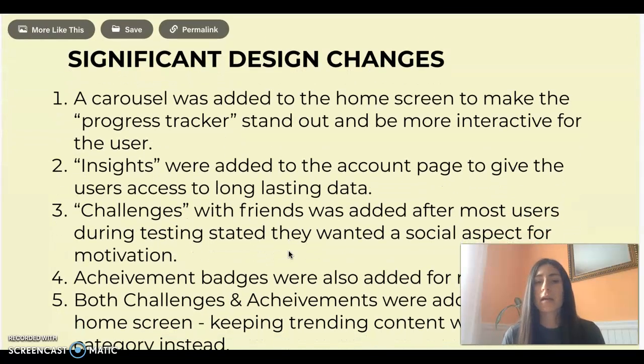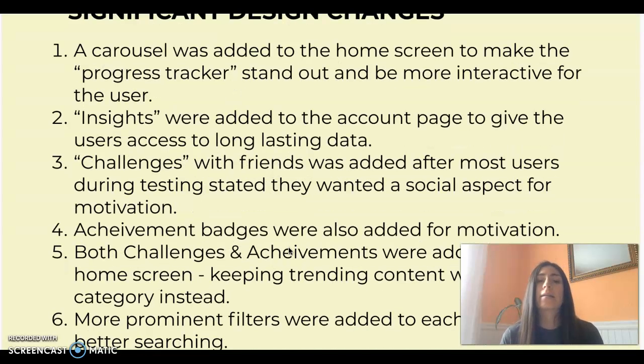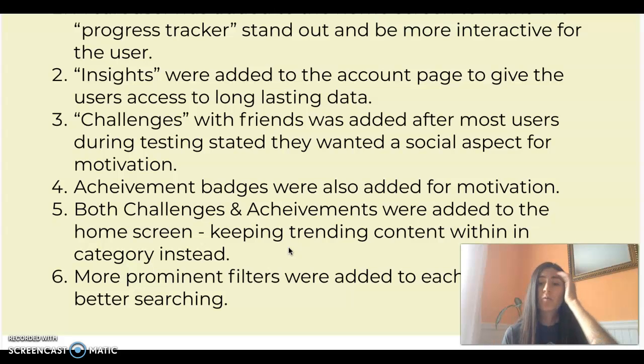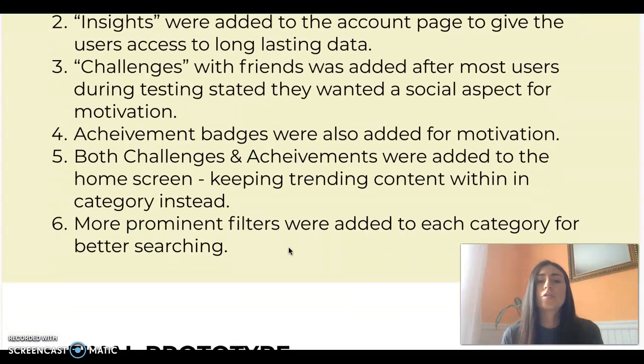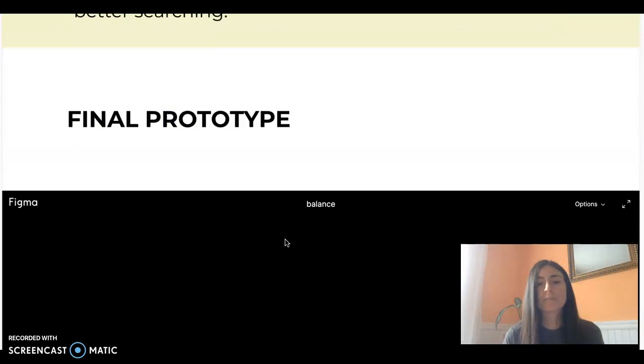So the significant design changes that I made was a carousel was added to that home screen to make the progress tracker stand out. I added an insights page, as I wanted to give users access to longer lasting data. I did add the challenges with friends after most users during testing wanted a more social aspect for motivation. Achievement badges were also added for motivation. And both the challenges and achievements were added to the home screen, and we're keeping the trending content within each category instead. And a very important feature also was more prominent filters were added to each category for the searching.